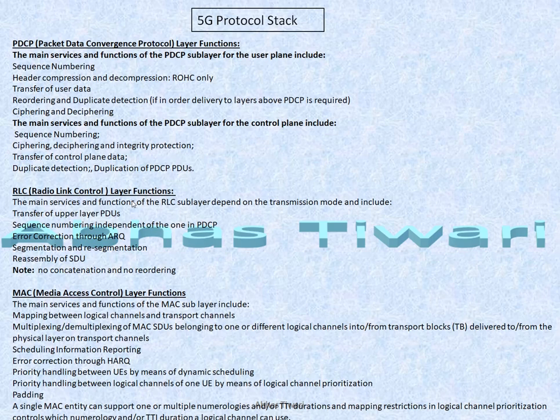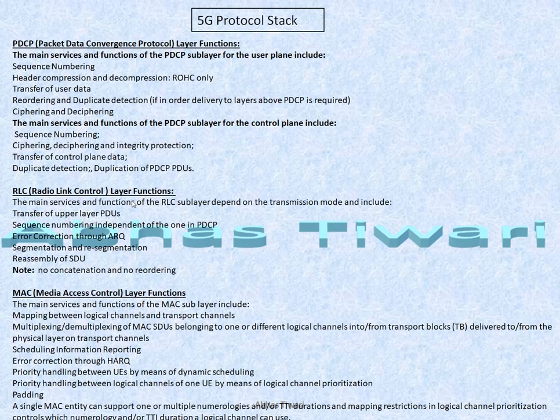The PDCP layer is doing mainly ciphering, deciphering and header compression. Sequence numbering is also done. Transfer of control plane data is also done. For quick information, you can say that ROHC header compression, ciphering, deciphering, reordering and duplicate detection are done in the PDCP layer.